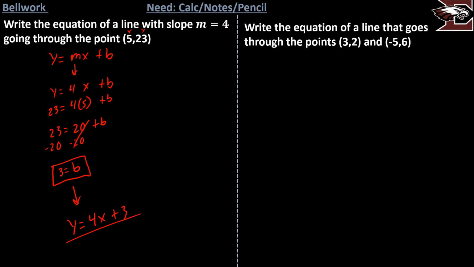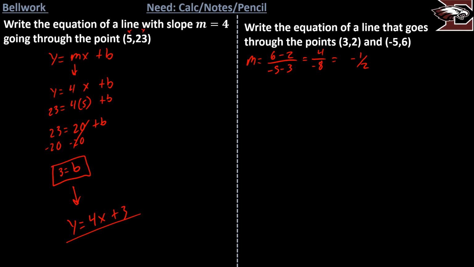Now as we look at the second problem, they don't give us the slope, but they do give us 2 coordinates instead of 1. This is where the slope formula comes into play. So our change in y's, 6 minus 2, over our change in x, negative 5 minus 3. 6 minus 2 is 4. Negative 5 minus 3 is negative 8. So this gives me a slope of negative 1/2.